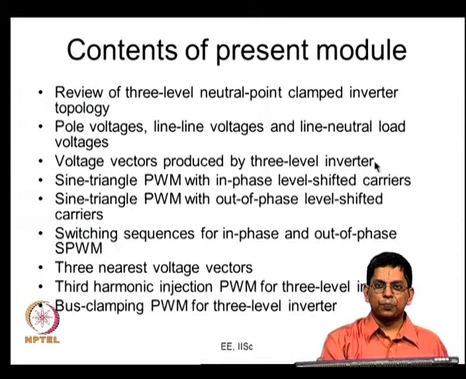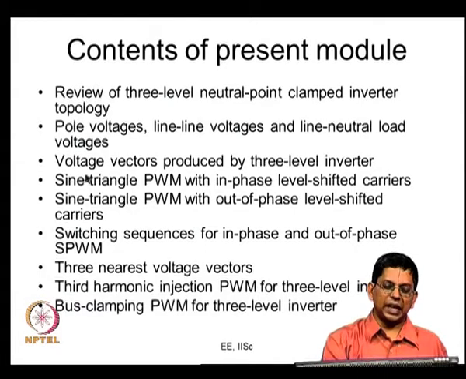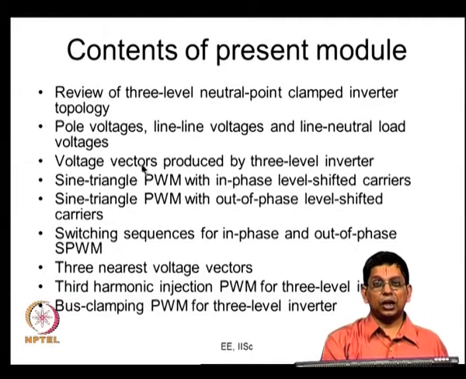What we found was, in the case of a 2 level inverter there are 8 inverter states, they produce 6 active vectors and the 2 zero states produce 1 zero vector. So, 8 states produce 7 distinct vectors. Here we found 27 states producing 19 distinct vectors. So, there is a lot of redundancy.